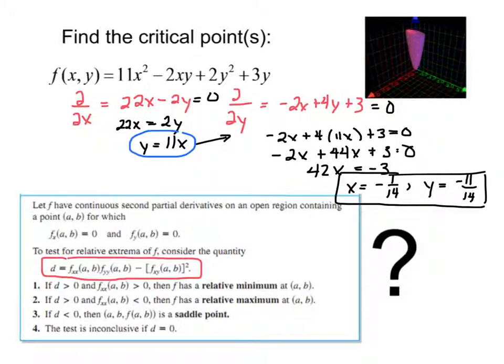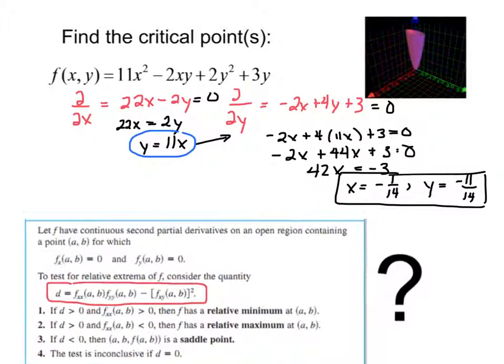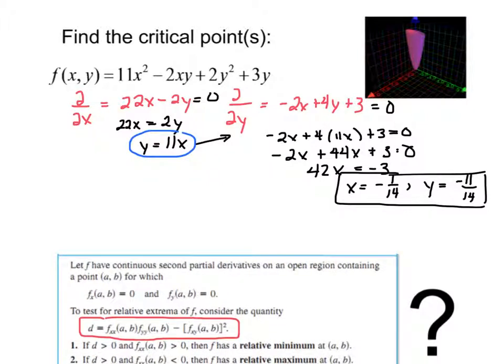Okay, so let me kind of put this down. I'll bring this back up. We need to calculate those partial derivatives. So f_xx, well, that would be taking this one and doing it again with respect to x, which would just be 22.